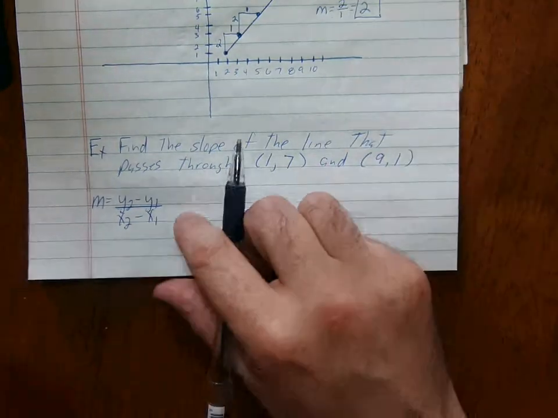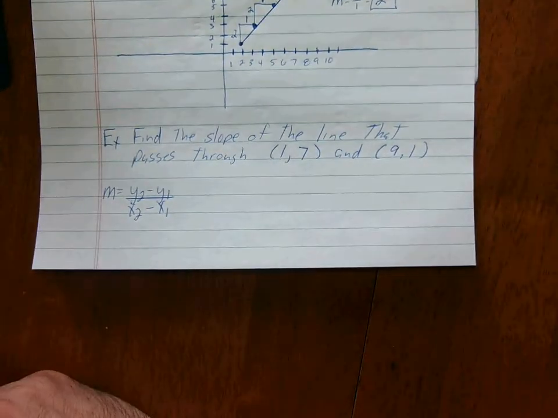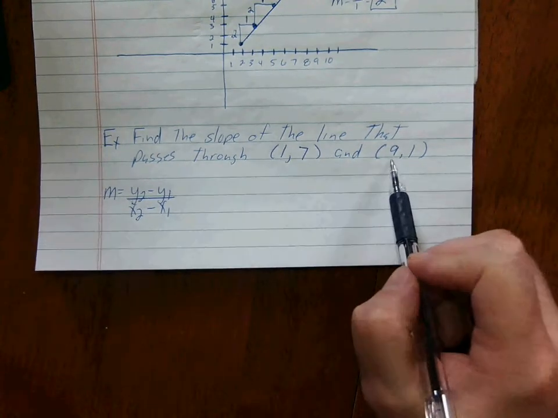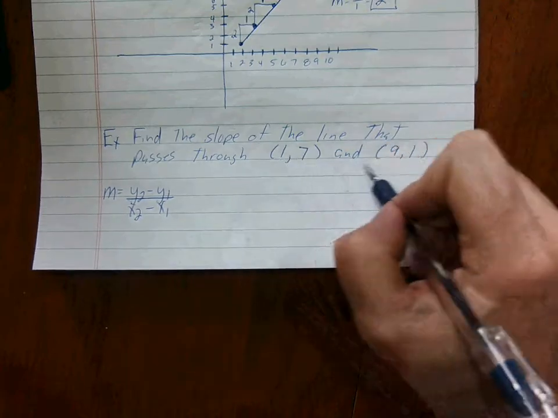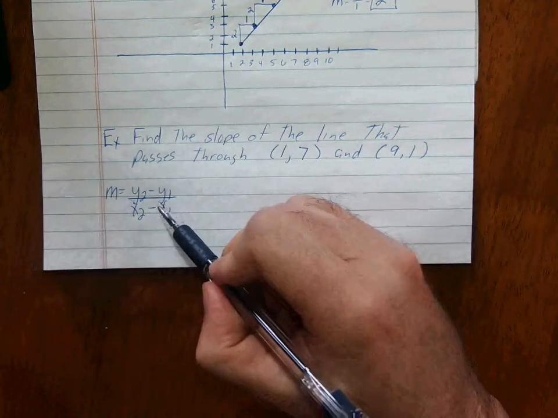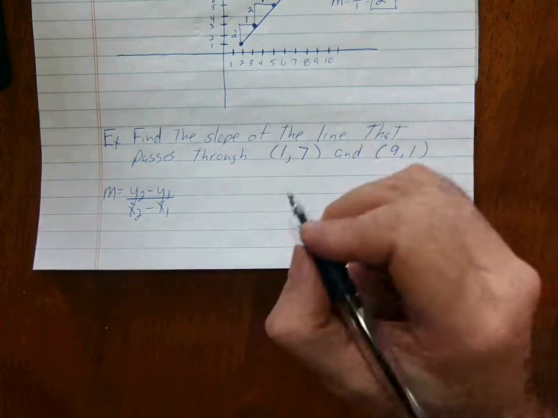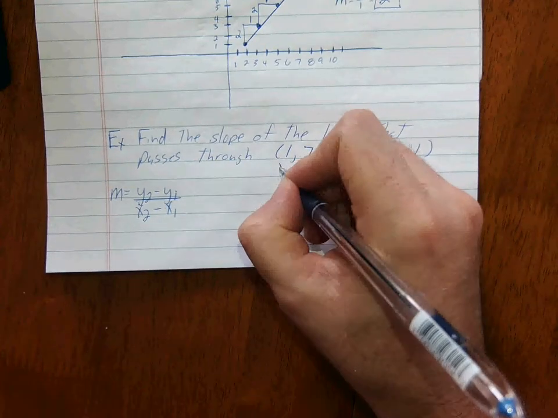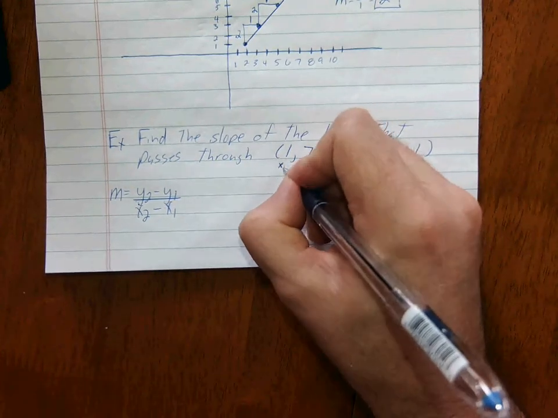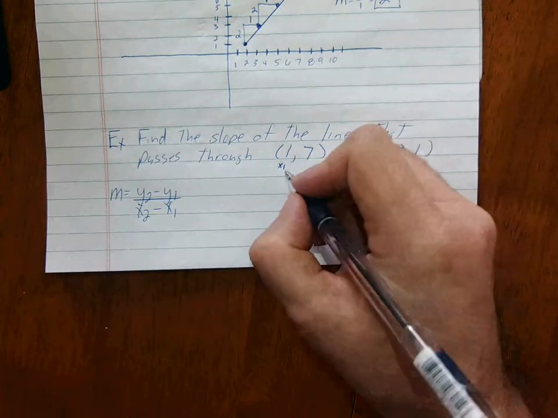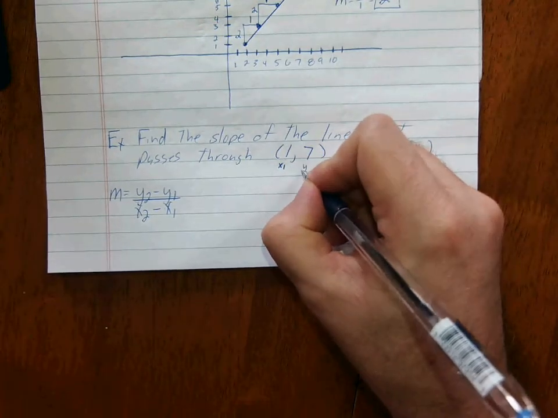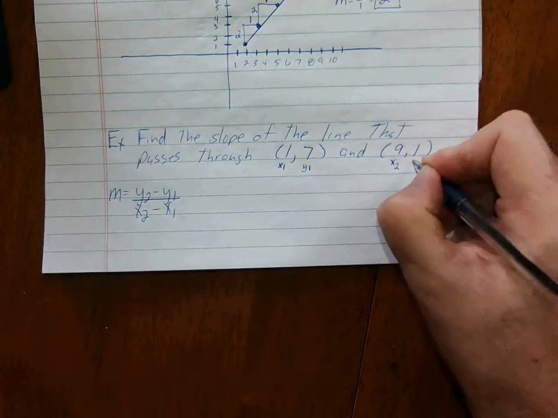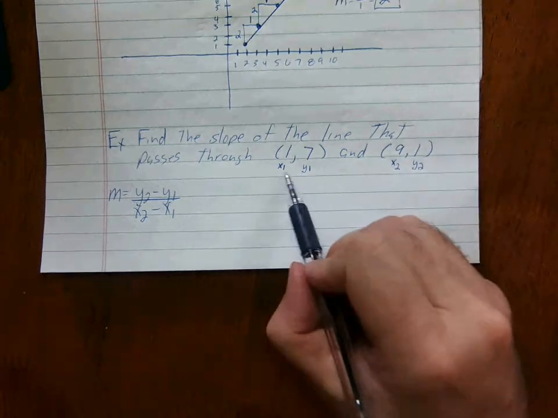The next part here, the directions say find the slope of the line that passes through, in this case, (1, 7) and (9, 1). So what you're going to do is take these values and substitute them into your formula. So when we did this before, I told you to make sure, because it's very easy to make a mistake on this, to label your points. So this is going to be point x1, this will be point y1, this will be x2, and this will be y2. So make sure that you label them.